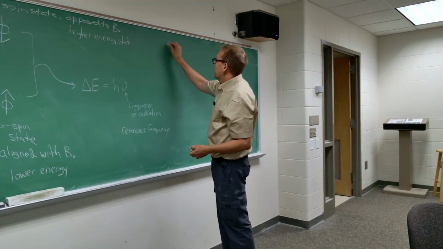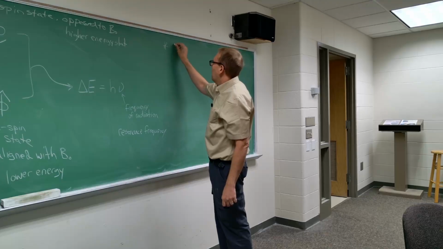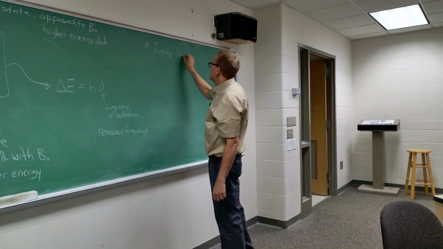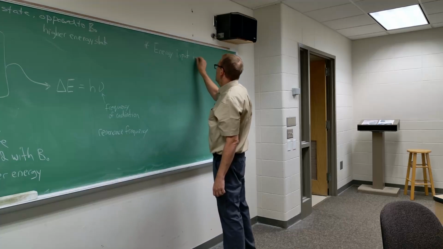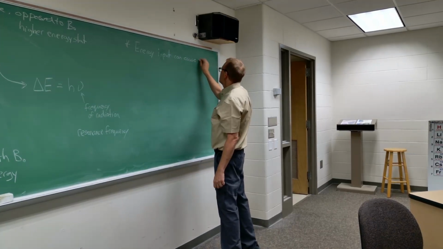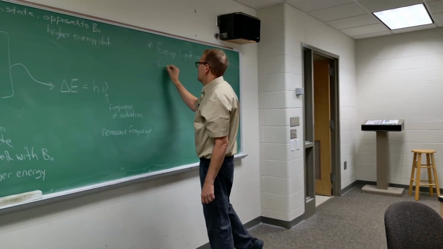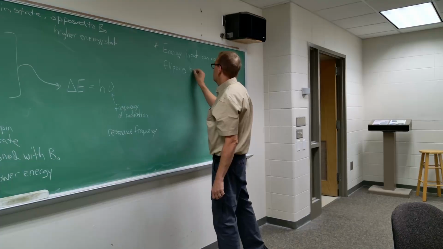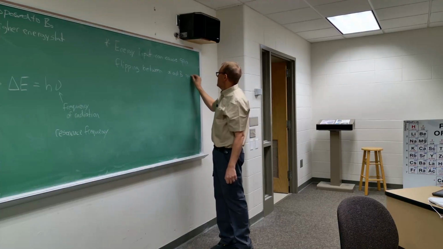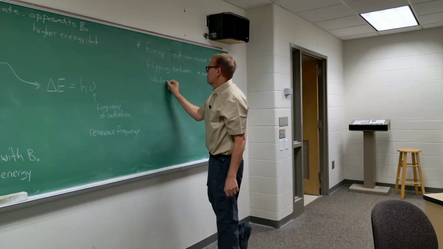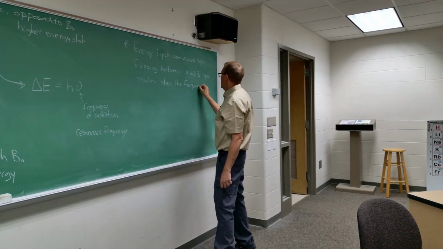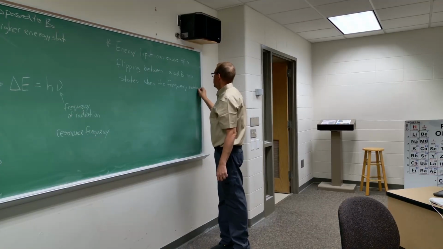So I'm going to put this in words, saying that energy input can cause spin flipping between alpha and beta spin states when the frequency matches the energy gap.